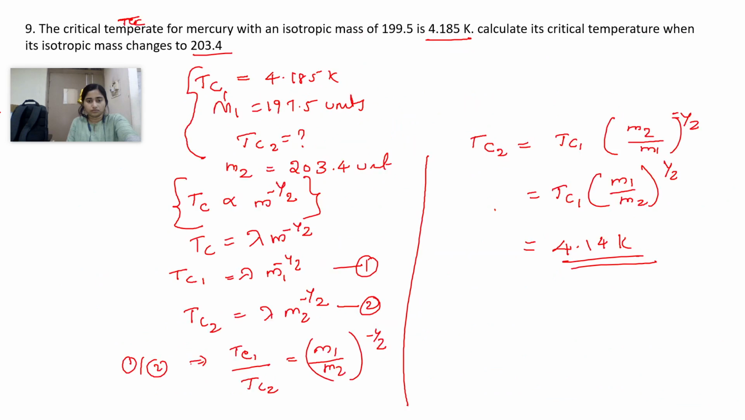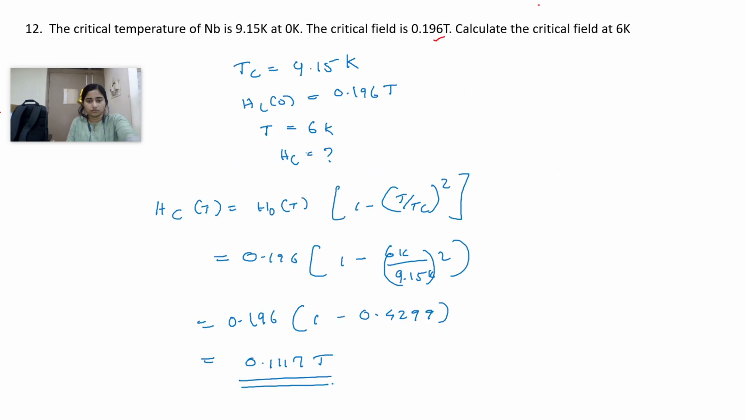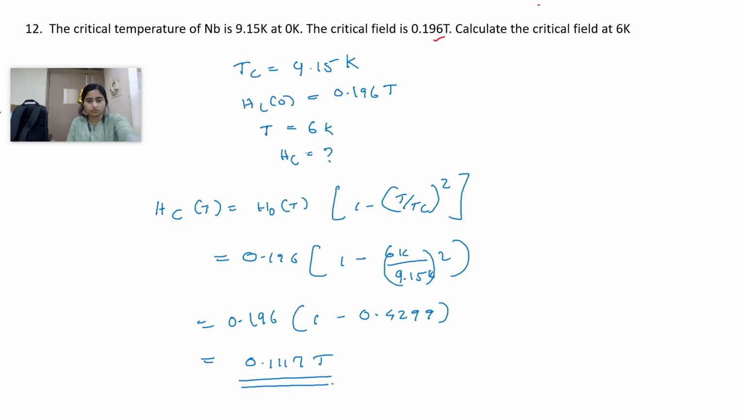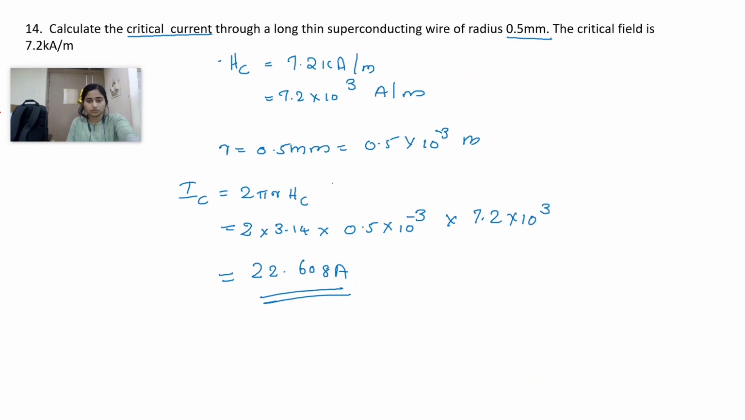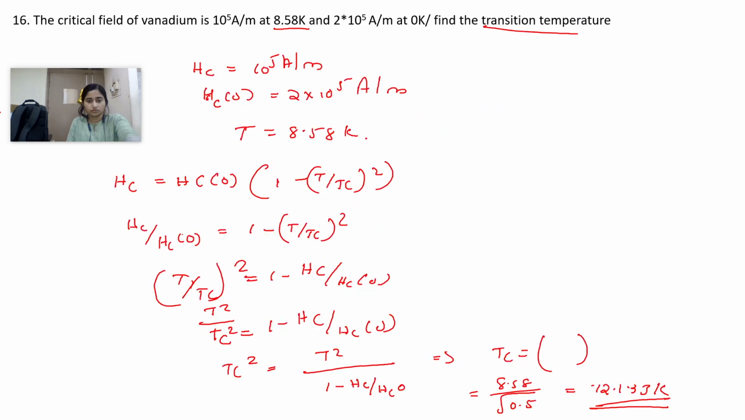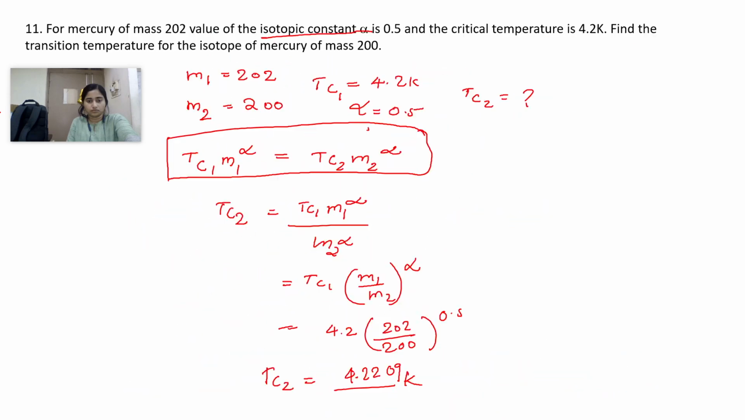Then we used the formula for isotopic masses. So Tc, the critical temperature, is proportional to the mass to the power minus 1 by 2. Using this we solved a few problems today. So that is the fourth formula we were using today. Similarly here also Tc times M to the power alpha is constant, where alpha is the isotope constant. In total we used 5 formulas today, and using these we solved different kinds of problems: finding critical current density, critical field, transition temperature and alpha value. All these kinds of problems will be present in the exam.